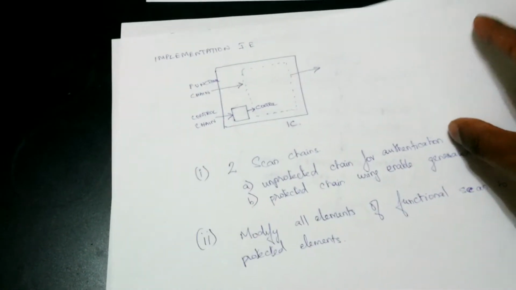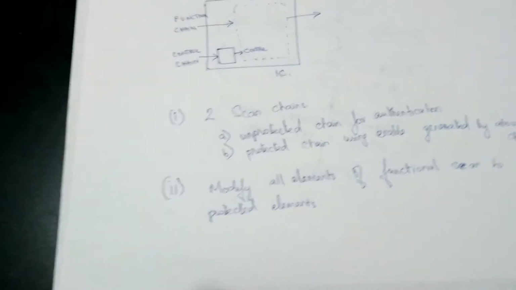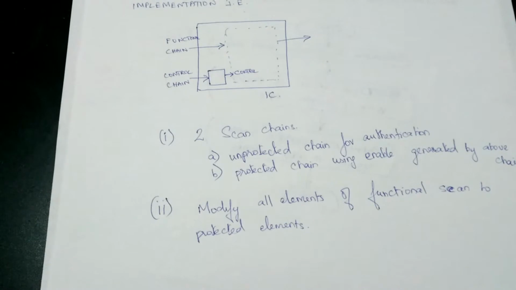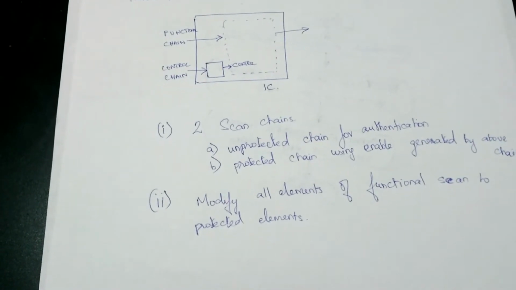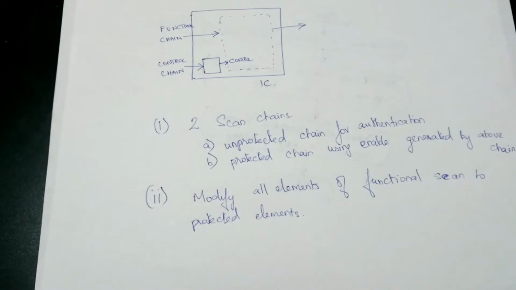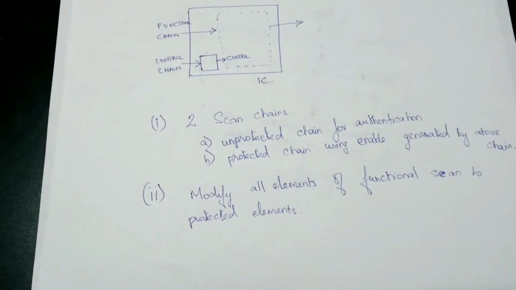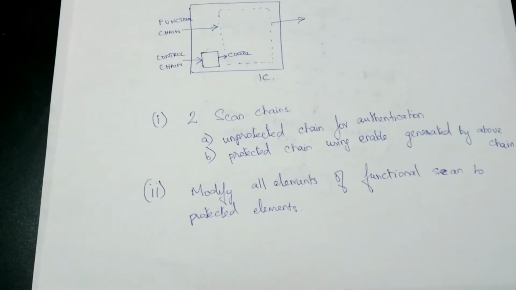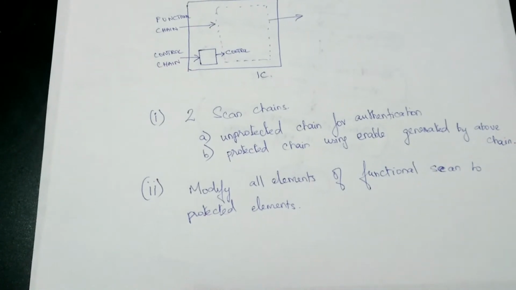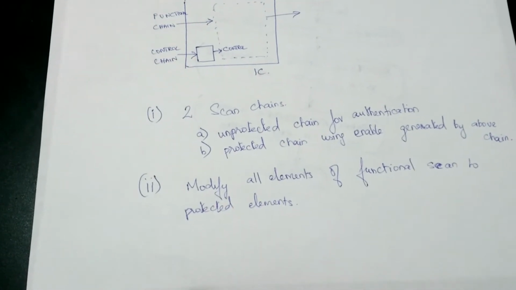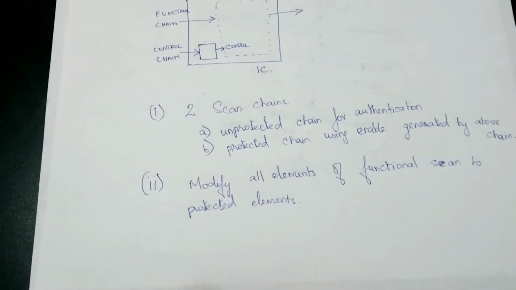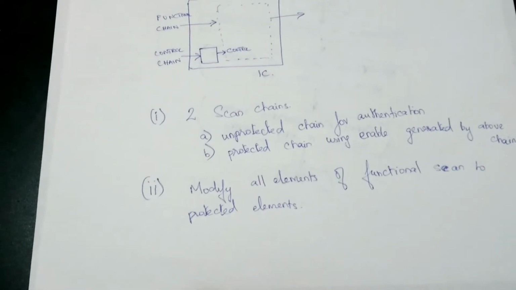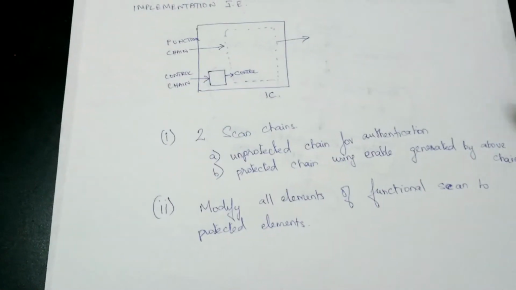To explain this in simpler terms, the IC is split into two blocks: the two scan chains. One is the control scan chain and the other one is the functional scan chain. The control scan chain is unprotected and it is used for authentication. The authentication created by this is used to enable the functional scan chain. We should of course modify all the scan elements in the functional scan chain to the protected scan element.